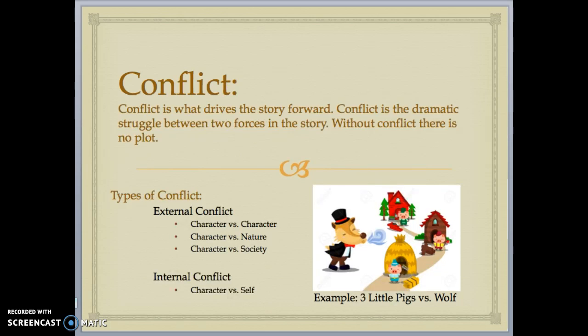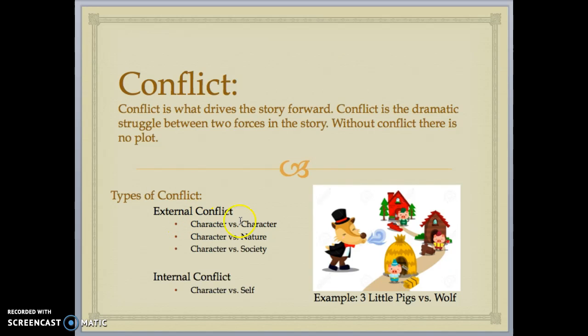Conflict. It's important to understand that conflict is what drives everything, what moves it forward. Conflict is the dramatic struggle between two forces in the story. Without conflict, there is no plot. And within stories, there are different types of conflict.